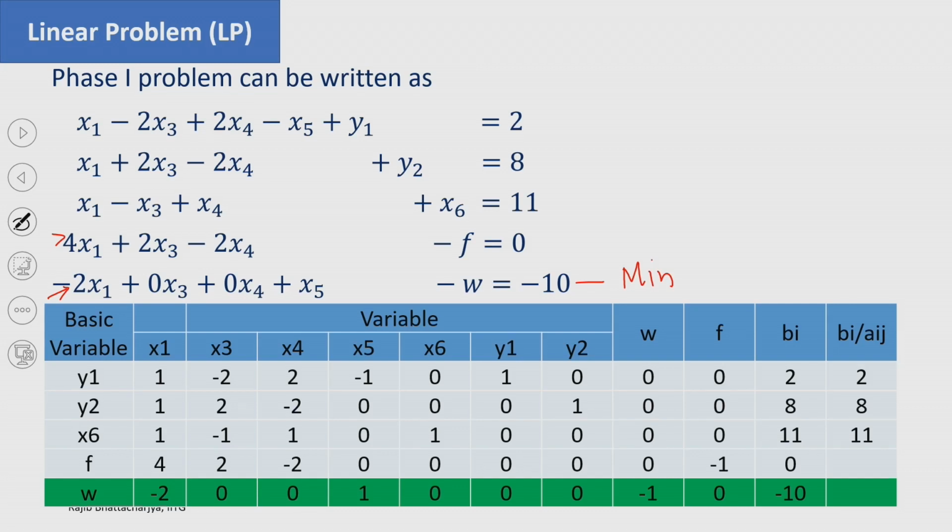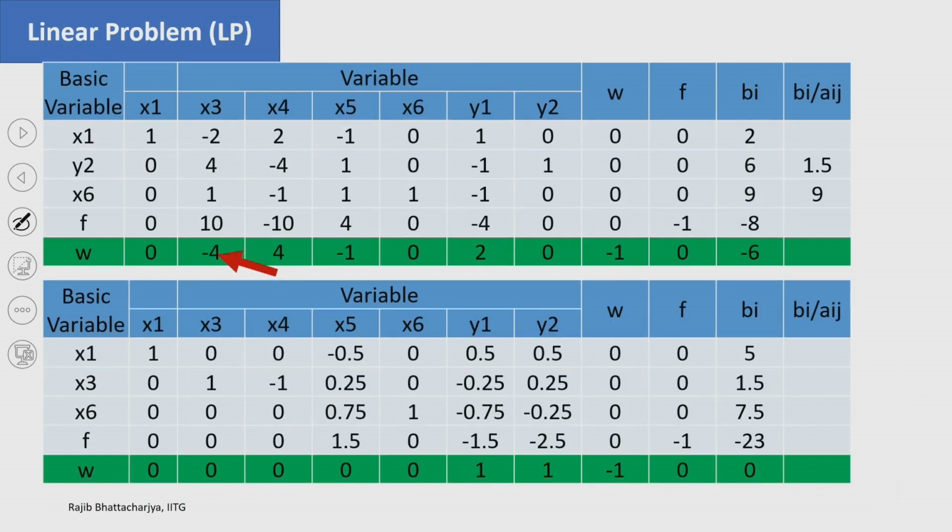If I do that, I have to look at the last row. Is there any negative coefficient? Yes, this is the negative coefficient. Therefore, x 1 is the entering variable, so x 1 will enter into the basis. Then I look at the ratio of b i by a i j. This is the minimum one, so this will be the pivoting element. If it is the pivoting element, then this will be equal to 1 and for the others this will be equal to 0. Now, x 1 has entered into the basis.